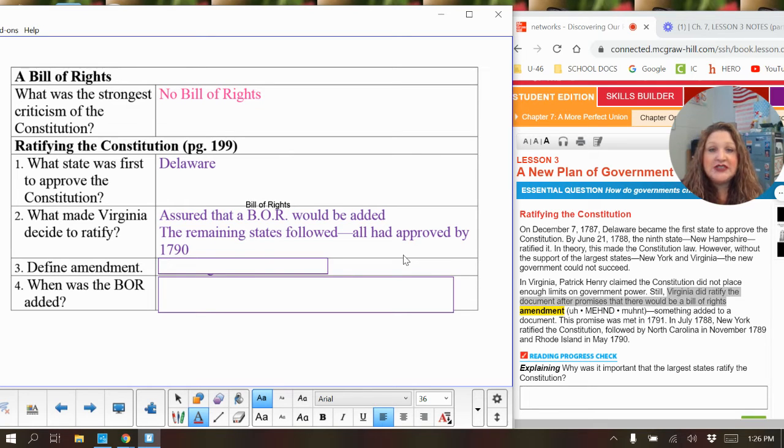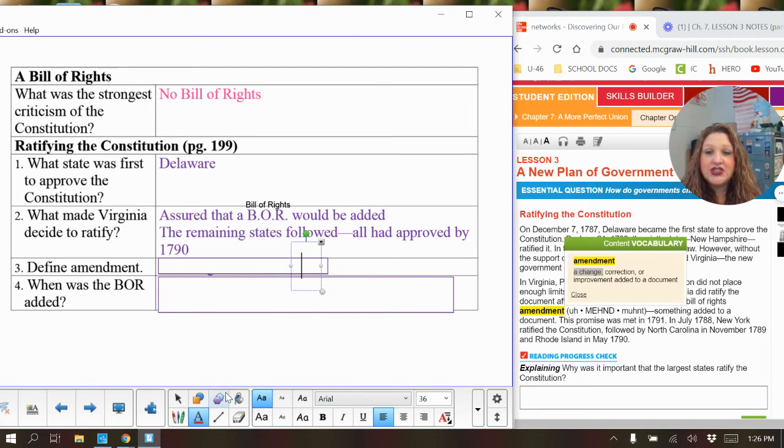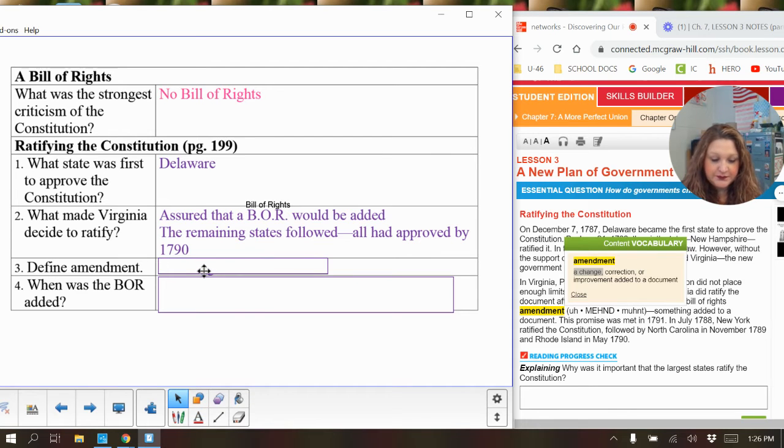And then our next question is to define amendment. Now, amendment, a change, correction, or improvement added to a document is what it says here. We're going to focus on that first part, that this is a change. And in general, we like to believe that it's a correction or an improvement, but just because something changes doesn't always mean that it is a better change, okay? So as long as there's a change that's made, it's called an amendment.